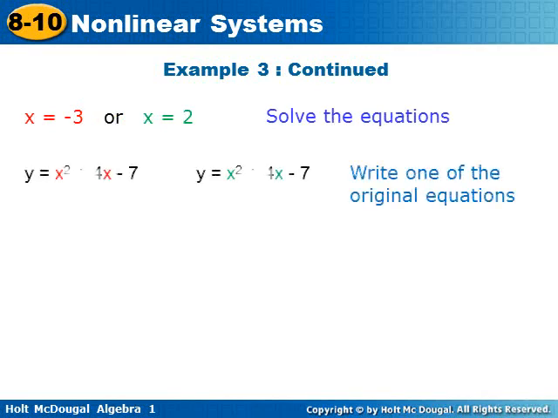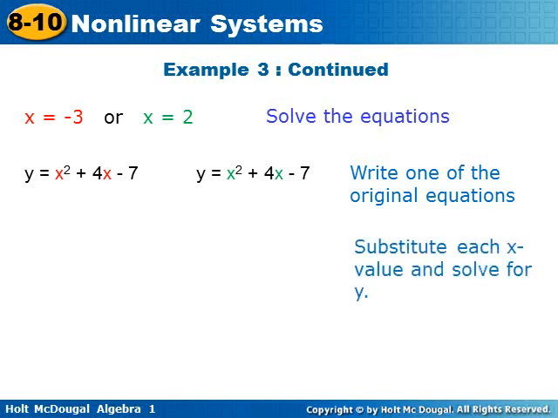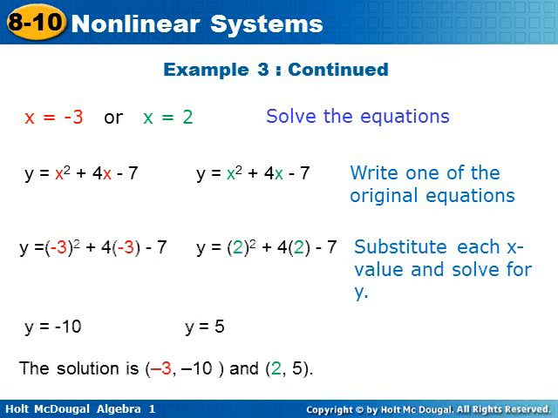We're going to write one of the original equations. y equals x squared plus 4 times x minus 7. We're going to plug in negative 3 and 2 and find their y values. So then we get negative 10 and 5. So the solutions are negative 3, negative 10, and 2, 5.